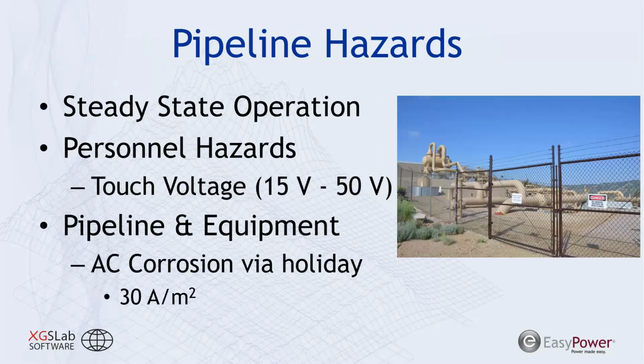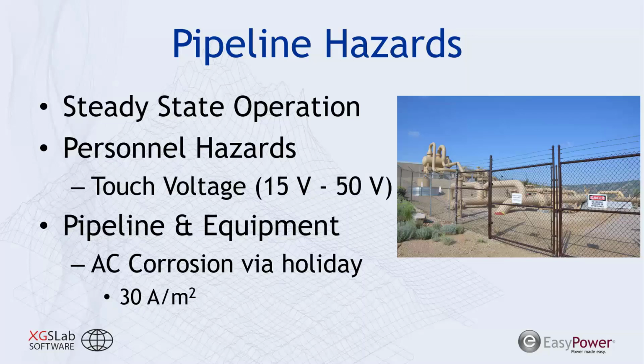Now, the types of hazards that we're concerned with from a transmission line to a pipeline from a steady state operation standpoint is often a personnel hazard. You can have individuals making contact with an appurtenance and maybe unable to let go. Often an AC interference study looks at a limit of 15 to 50 volts depending on the pipeline owner and their operational practices. Another hazard is the pipeline's longevity itself.